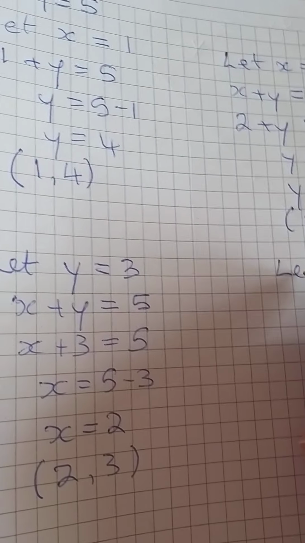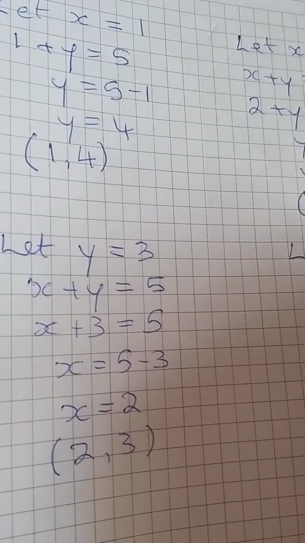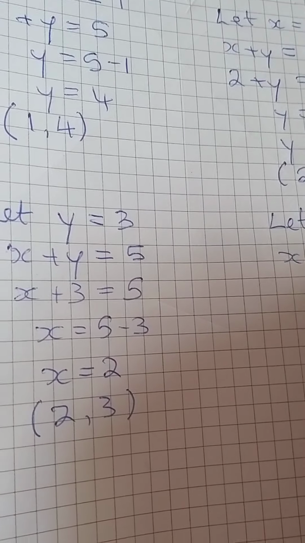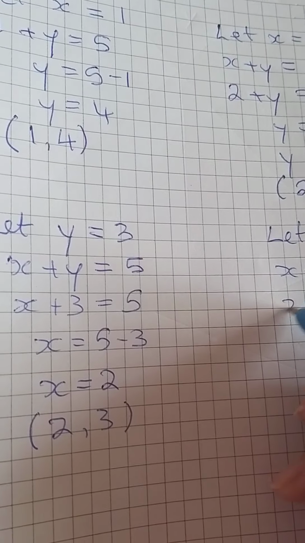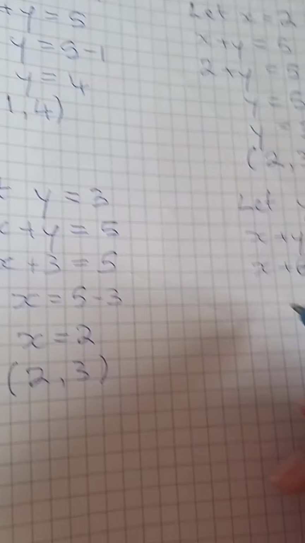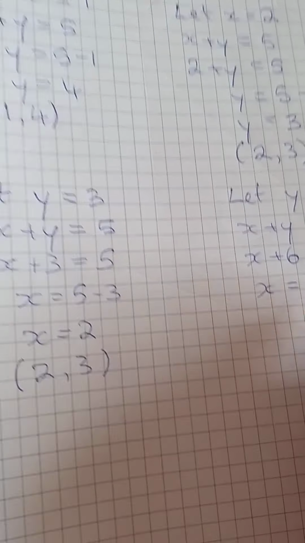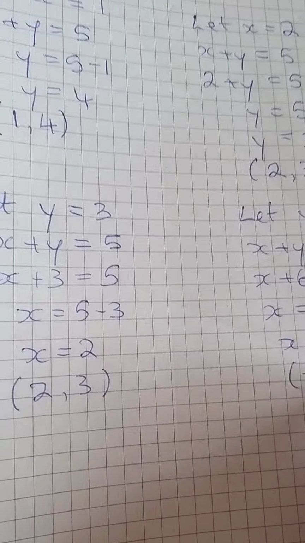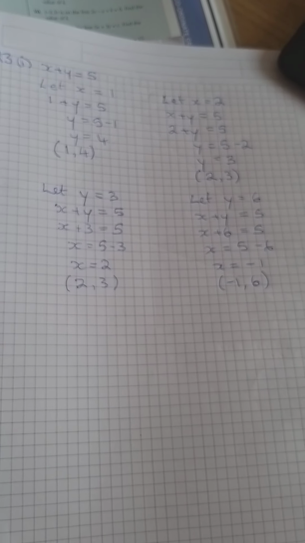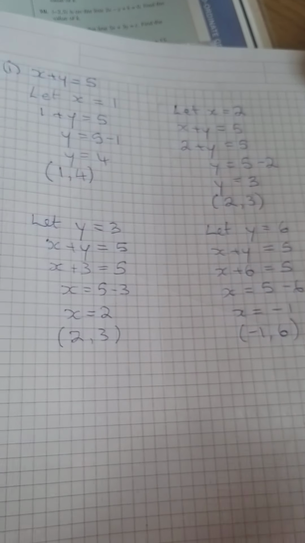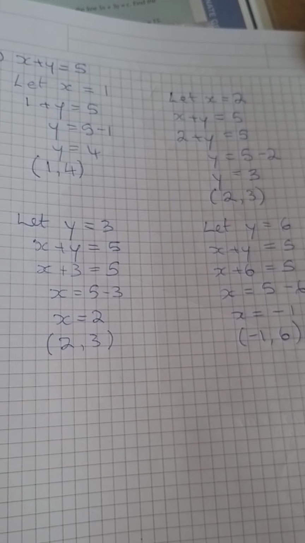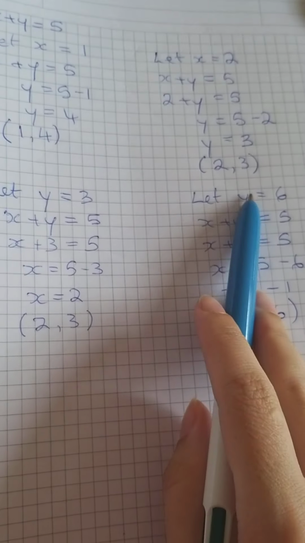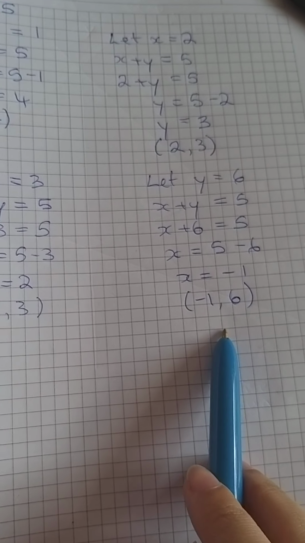So we'll have 3. So let y equal 6. So we have x plus y is equal to 5. X plus 6 is equal to 5. X is equal to 5 minus 6. X is equal to minus 1. So we have minus 1 and 6. Okay, if you're not sure, make sure that you replay the video. So we now have 3 points. We have 1 and 4, 2 and 3, this is also 2 and 3, and minus 1 and 6.